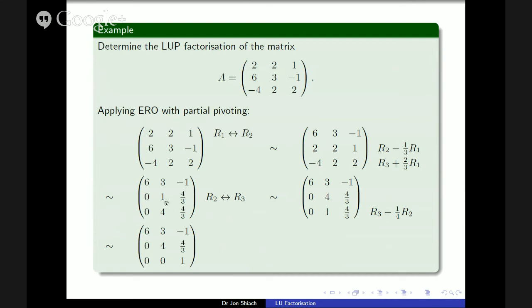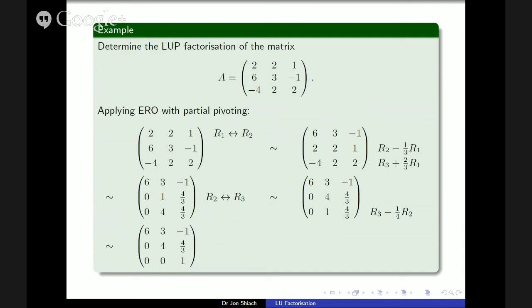Now, this is my pivot element. The 4 beneath it has a bigger value, so I do a row swap, swapping the second and third rows. Then I want this one to be 0, so I subtract 1/4 of row 2 from row 3. This gives me my upper triangular matrix. So that's my U, in row echelon form. I stop the row operations. Hopefully you remember this from first year, partial pivoting. It's not as straightforward as non-partial pivoting, but you just have to make sure the pivot element has the largest absolute value in that column.